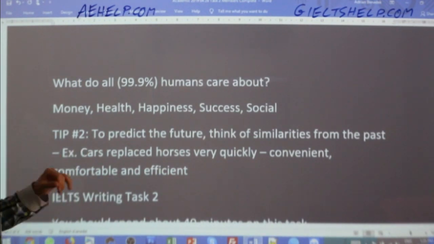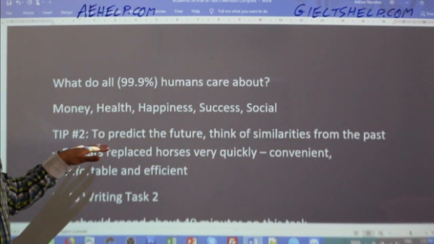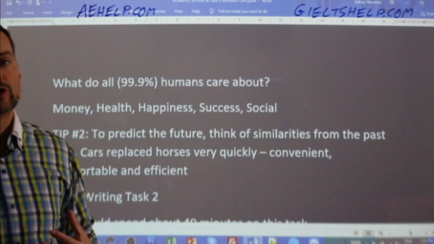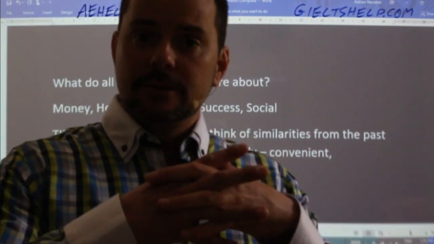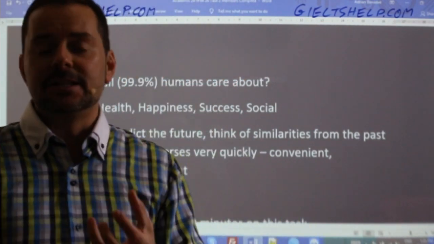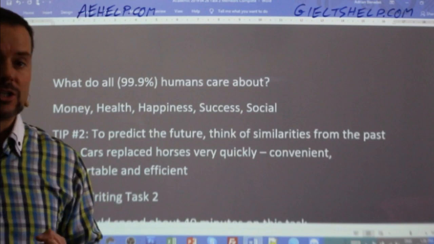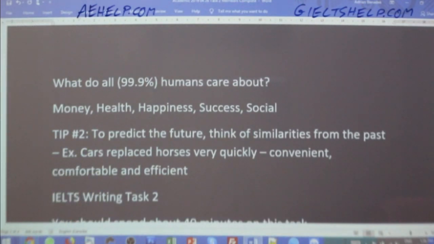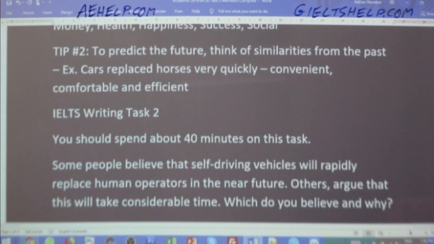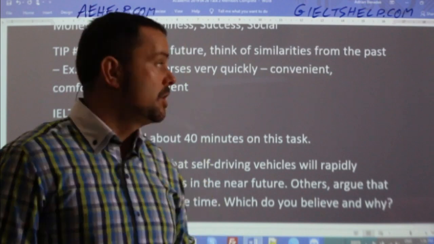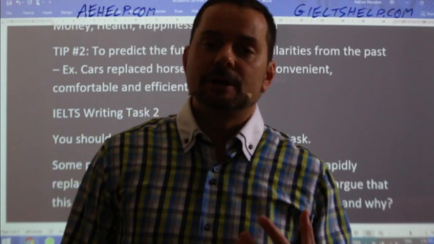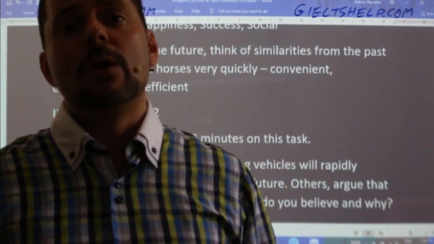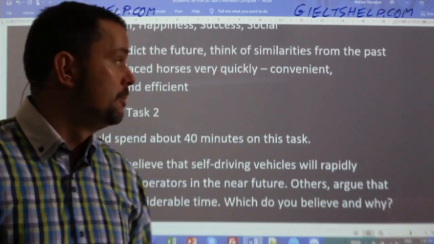And then the other tip that I gave you as well is when you're getting these questions, task 2, speaking questions, think about ways that you can relate them to your experience and past events, especially major events in our history. So in our case, we are talking about self-driving vehicles, self-driving cars. And one way we can think critically about that topic is to remember back when horses were replaced by automobiles, right?